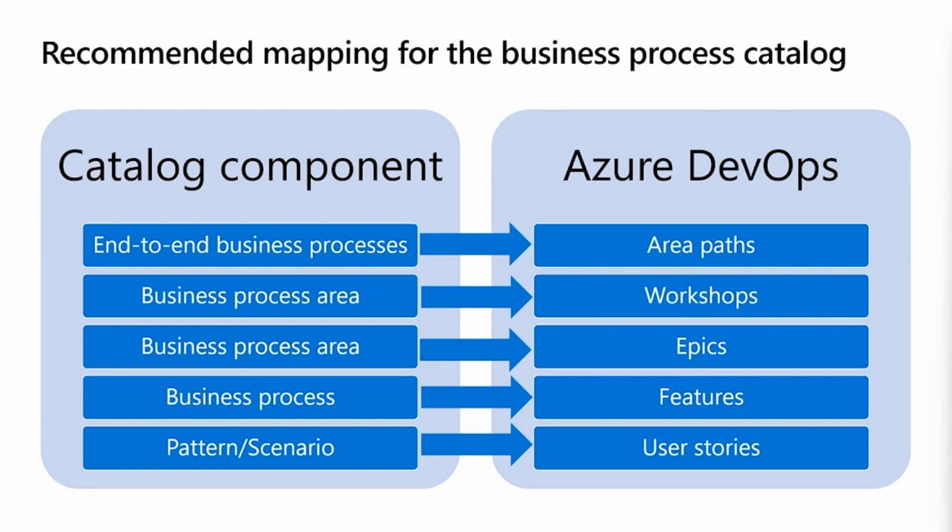of the recommended mapping. So in our template, what we have mapped is end-to-end business processes equal area paths. We have not created any workshops in the default template, like with a workshop item type, but you could very easily copy and paste all the business process area rows to do that if you want a custom work item type in your implementation. But what we have mapped is that the areas equal epics, those are the L2s, business processes, which are the L3s, are features, and patterns and scenarios, which are the L4s, map to user stories.